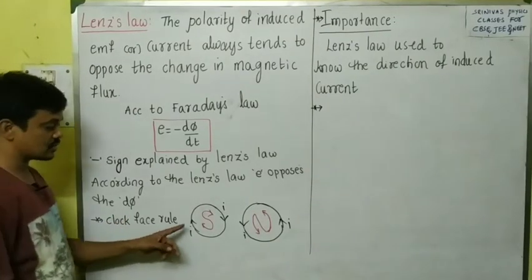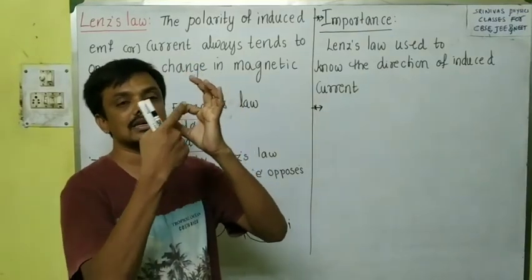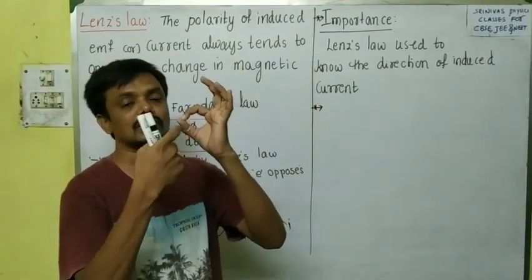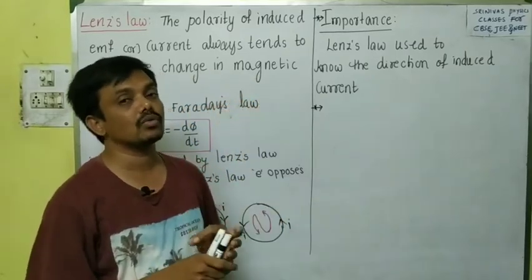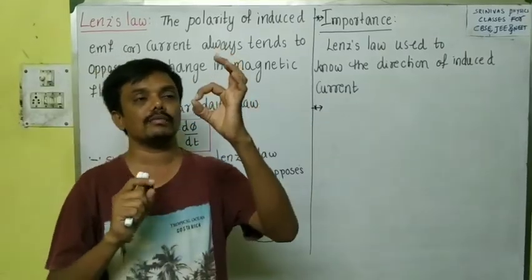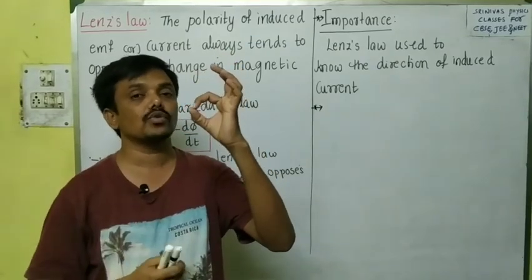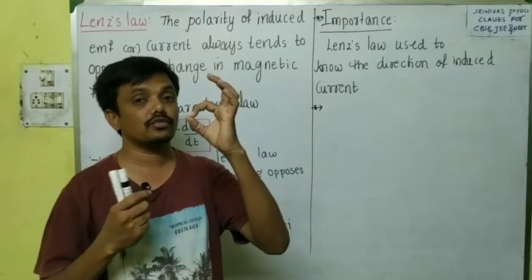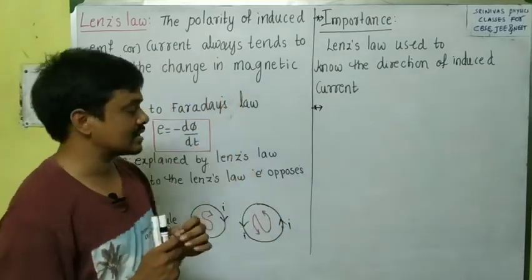Right. Now I will explain one clock phase rule. What is the clock phase rule? For example, if you take any loop and current passes through it, clockwise or anti-clockwise, the current carrying loop behaves like a magnet. Then we have to use the clock phase rule to find which phase acts as north and which phase acts as south.